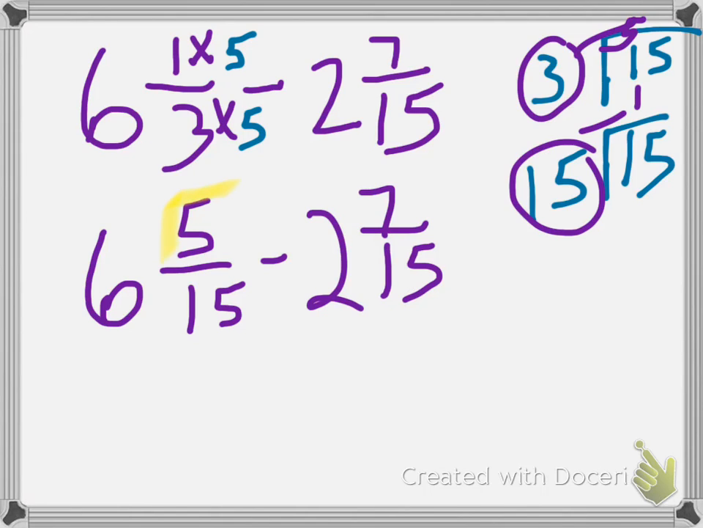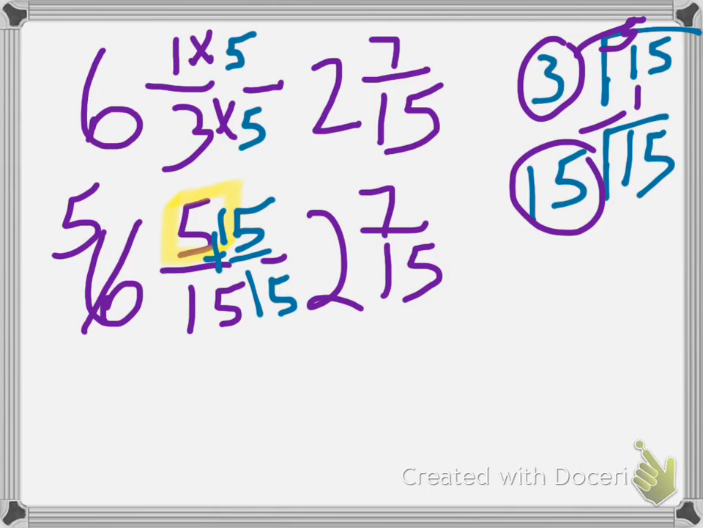But now one problem here. This number is not large enough for me to subtract 7 from it. So I'm going to have to rename it. So what I'm going to do is borrow 1 whole from 6, so 6 becomes 5. And the 1 whole I'm going to add will be here, and I'm going to call that 15 over 15. I'm going to add that to it. So if I add 5 15ths plus 15 15ths, that gives me 20 15ths all together.